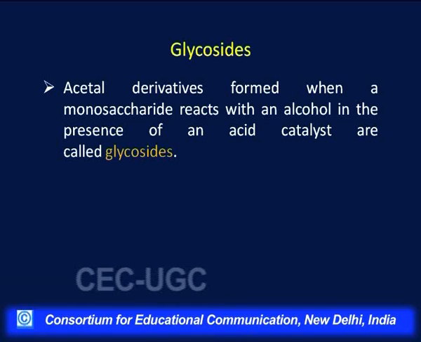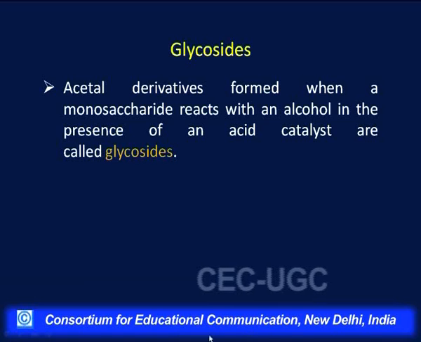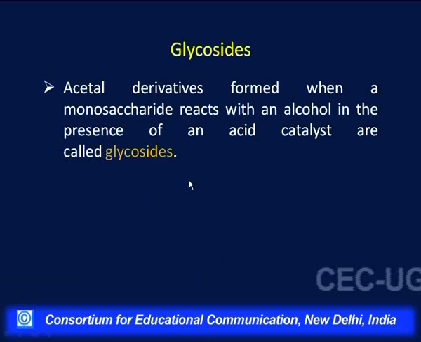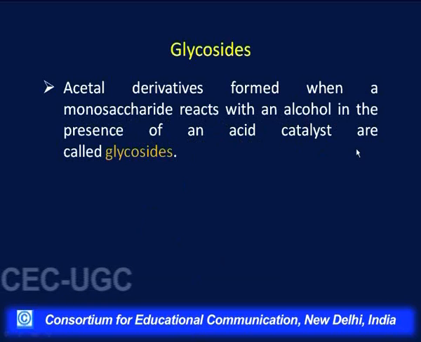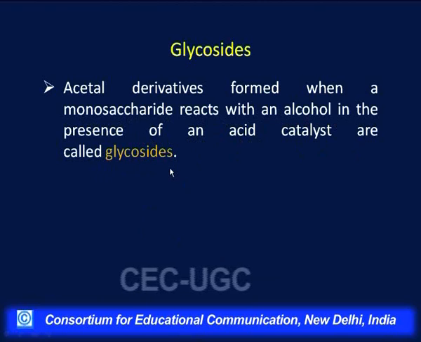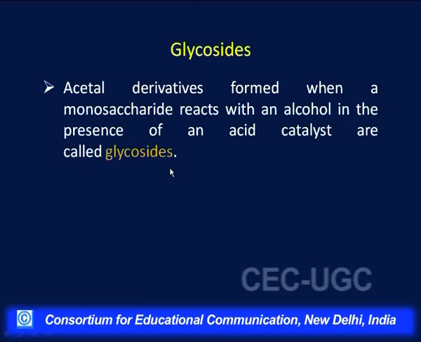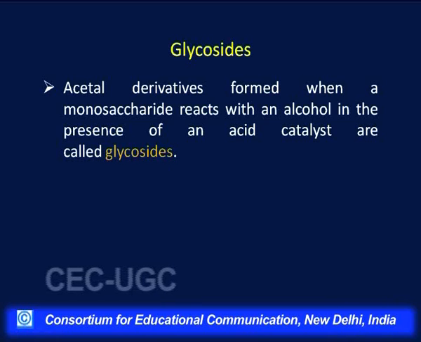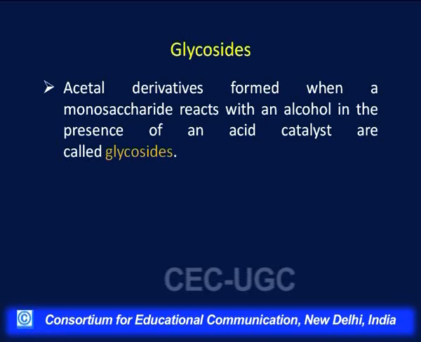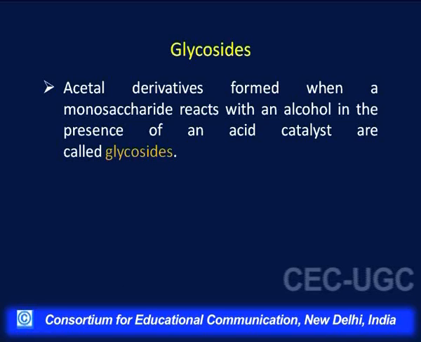Now, next we come to what are glycosides. I discussed earlier that the acetal derivatives formed when a monosaccharide reacts with an alcohol in the presence of an acid catalyst are called glycosides. The monosaccharides are already present as hemiacetal type structures, they react with one molecule of alcohol, and the structure which we get is acetal type. So, they are named glycosides.